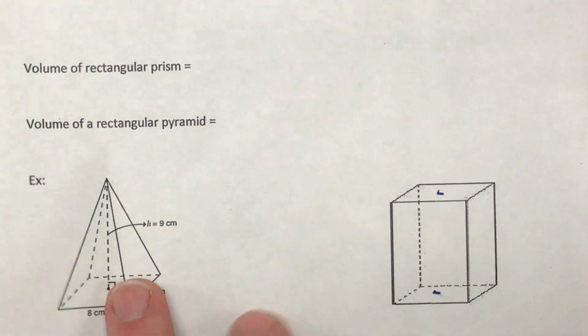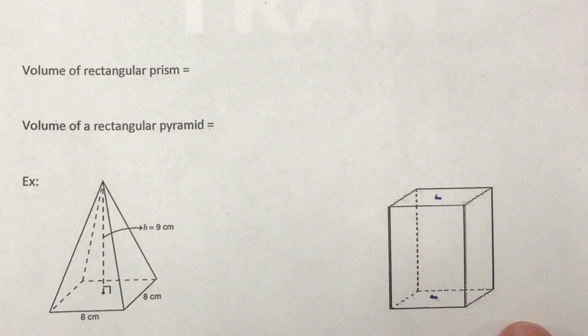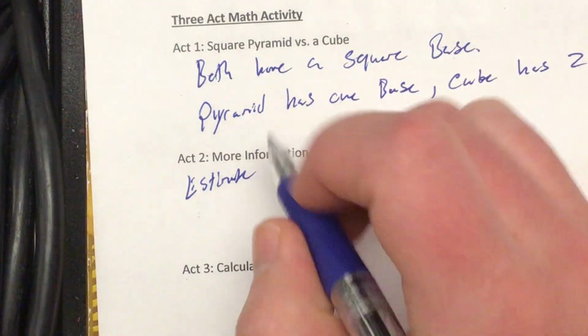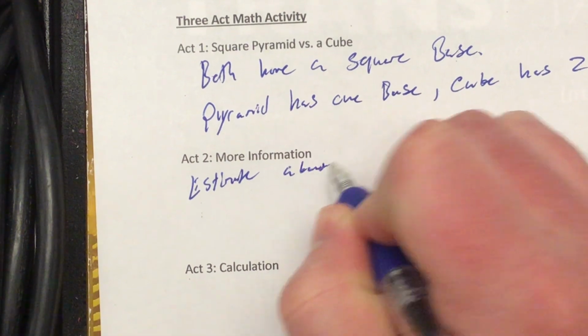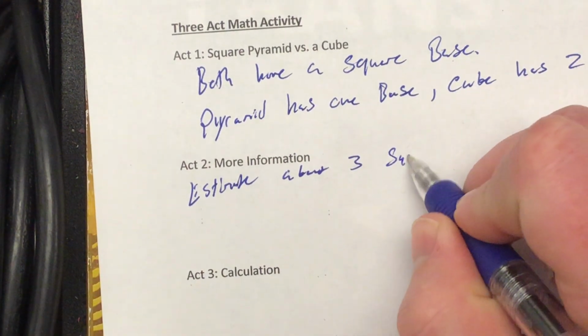So how many of these do you think, if we filled it with water? I say 3. 3? 3 is a good guess. I say two. Say about 3 pyramids, square pyramids, because the base is a square.